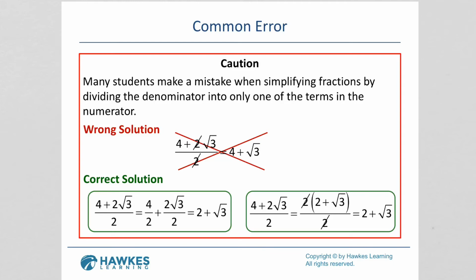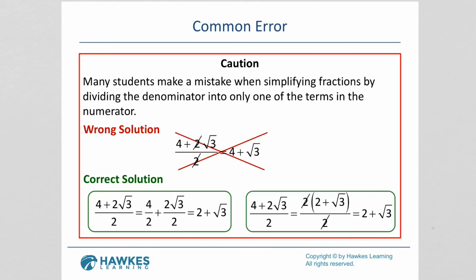Your correct solution, and you could have done this either way, we could have taken 4 plus 2 square root of 3 over 2, rewritten it so it was equal to 4 over 2 plus 2 square root of 3 over 2, and then the 4 over 2 would have reduced to 2. Those 2's would have divided out, and I would have been left with plus the square root of 3.